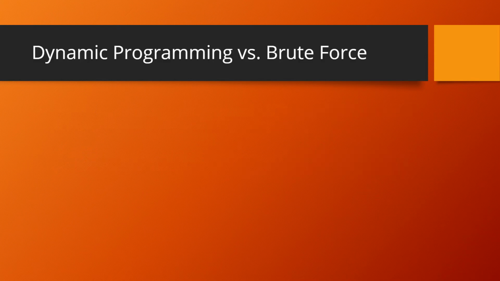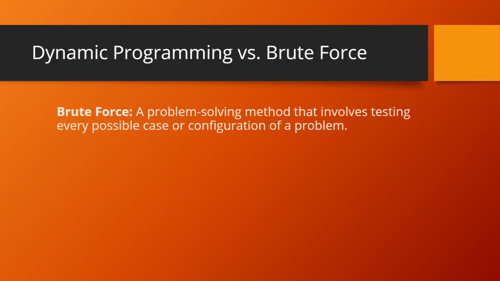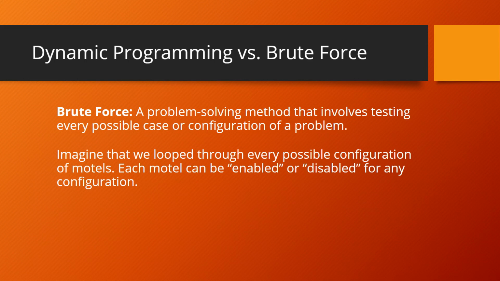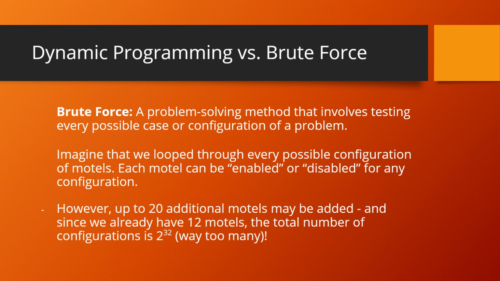First, let's compare and contrast dynamic programming with a simpler way to solve this problem, brute force. The brute force method is a problem-solving method that involves testing every possible case or configuration of a problem. So here we would solve this problem by looping through every possible configuration of hotels and determining if each configuration is a valid path for the driver, since the driver must travel at least A kilometers and at most B kilometers per day. So at the end, we just total up the number of valid configurations, and that number would be equal to the number of different paths from Vancouver to St. John's.